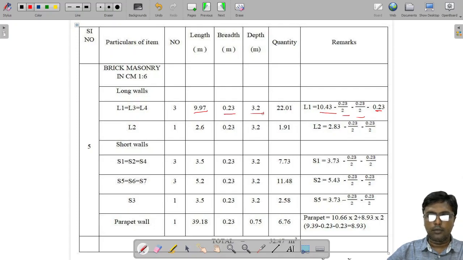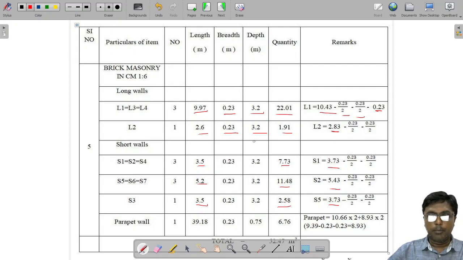Multiplied by 0.23 and the height of the wall, which is given as 3.2, this will give us 22.01. And L1 is remaining. L1 again, 2.83 is the center to center length, minus 0.23 by 2 minus 0.23 by 2 will give us 2.6, and multiplied together will give us a quantity of 1.91 meter cube. Likewise for the short walls, we have deducted the same quantity, minus 0.23 by 2 minus 0.23 by 2, on all the walls. So finally the lengths are 3.5, 5.2, 3.5, and all this multiplied together will give us this quantity.